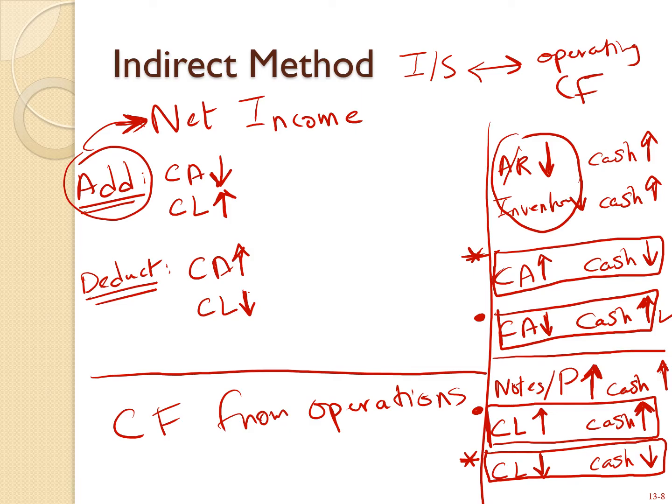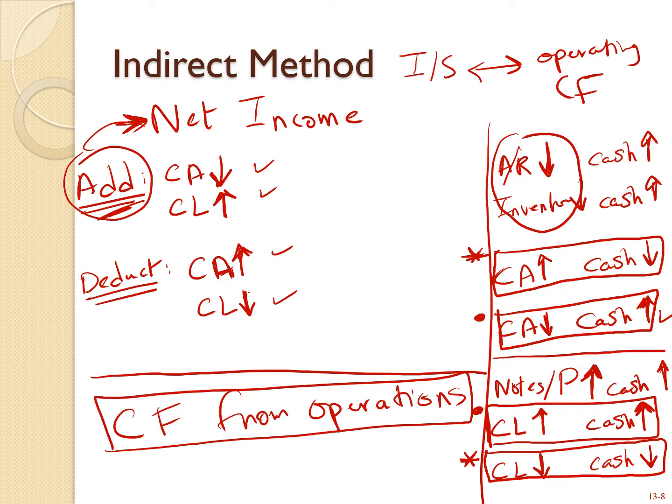So if current assets go down, it's an addition to net income. Therefore, when current assets go up, it's a reduction from net income. And the opposite is true. When liabilities go up, it's an addition to net income. And when current liabilities go down, it's a reduction to net income. When you do those adjustments to net income, you will reach the figure that we are after, which is cash flow from operating activities.